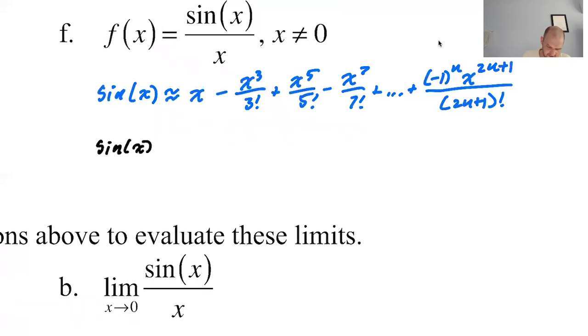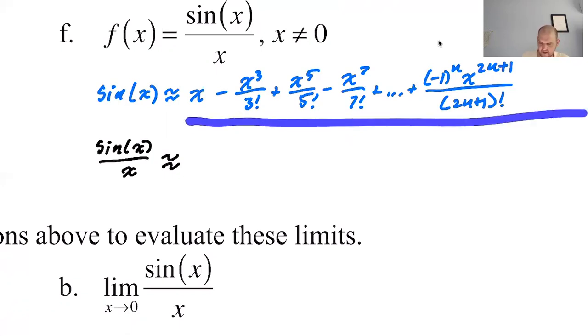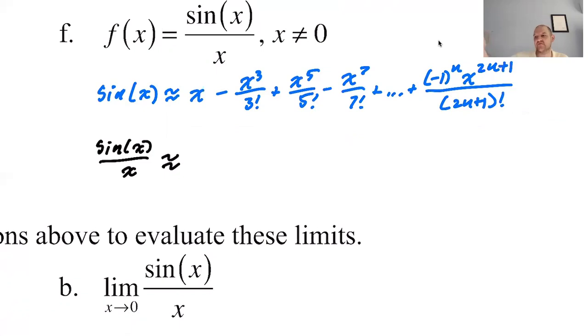Sine of x divided by x. So this is actually a really common one that you'll find yourself writing a lot. Everything here has an x in it. So when I divide every term, every individual term gets divided by x. Just drop the exponent by 1. So you have x over x is 1. Then you'll get x squared over 3 factorial.